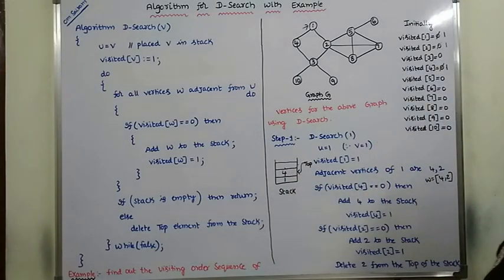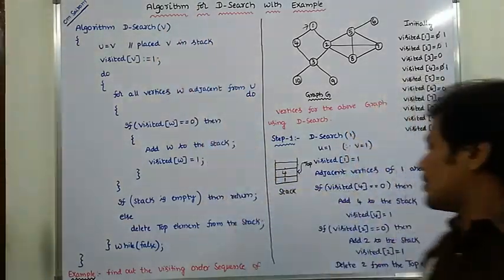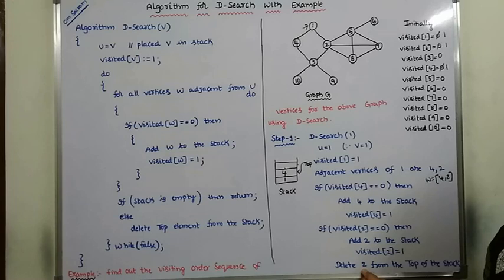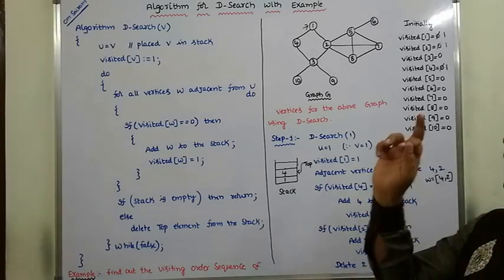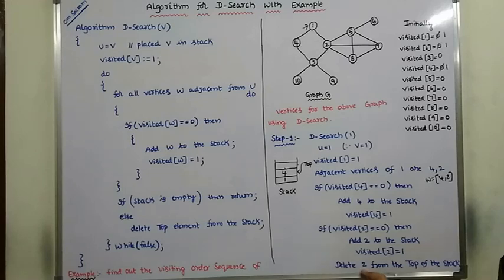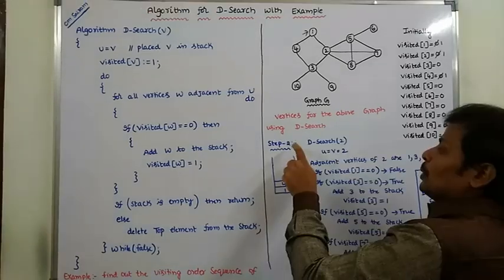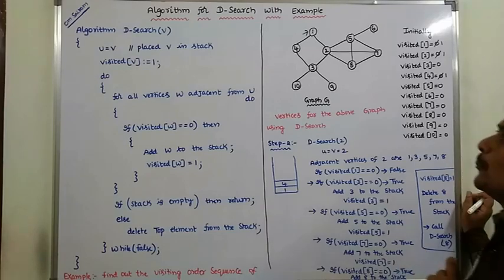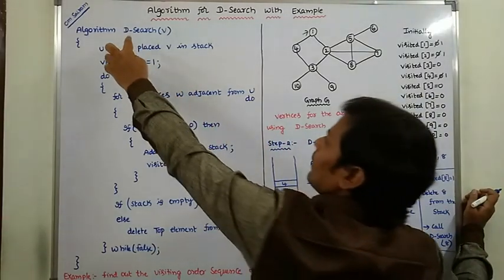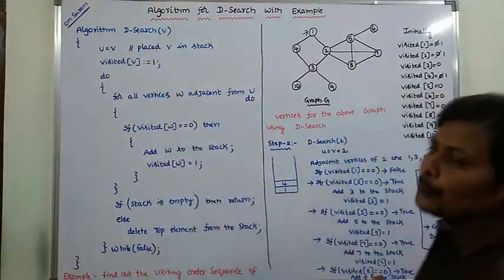Now, whatever element is deleted from the top of the stack, the next step starts with the D search of that vertex. So that is algorithm D search of vertex 2. Okay, D search of 2. So algorithm D search of 2.